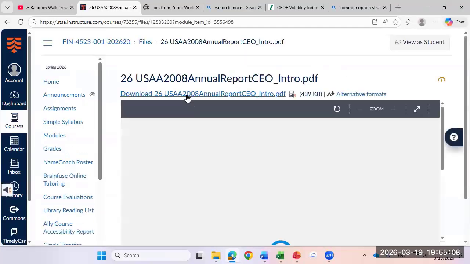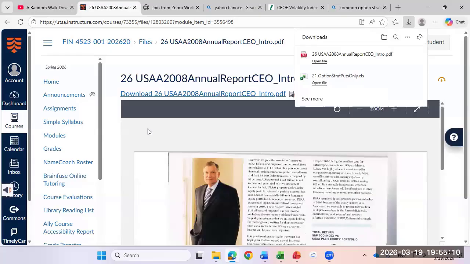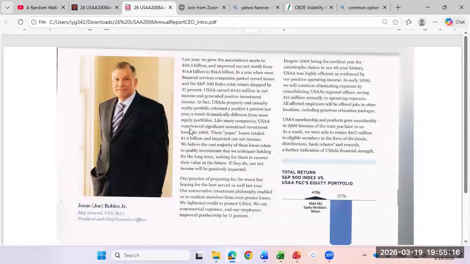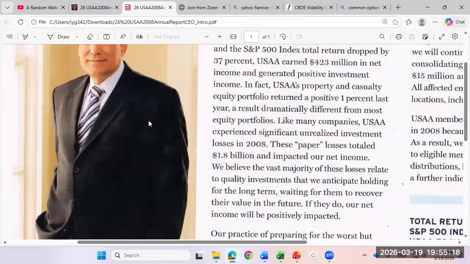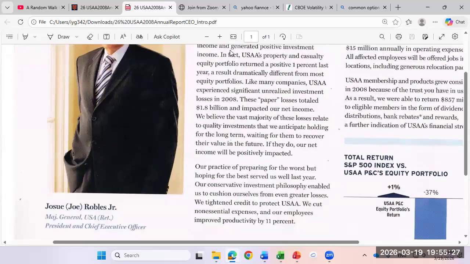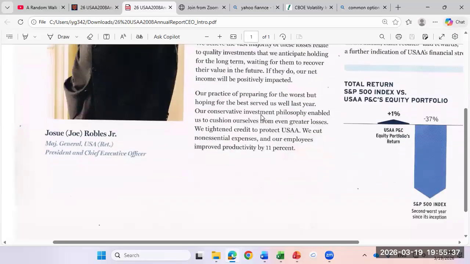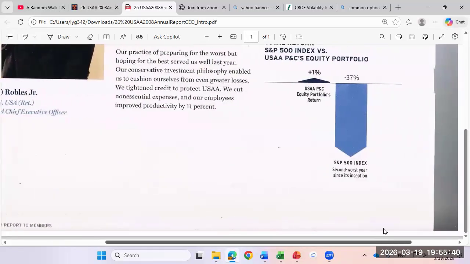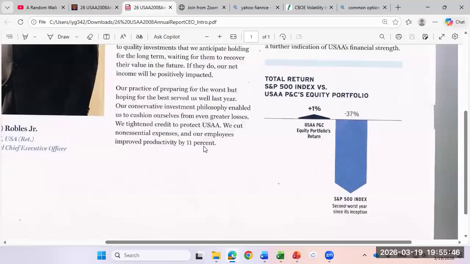Here's USAA's 2008 annual report. Were y'all alive in '08? Yeah. There's Joe Robles. So here's his letter to the members. In fact, USAA's equity portfolio returned 1%. So I'm really proud of a 1% return. He mentioned me right at the beginning, and he even put a picture of my portfolio, 1%. But the market was down 37, so we're really happy.